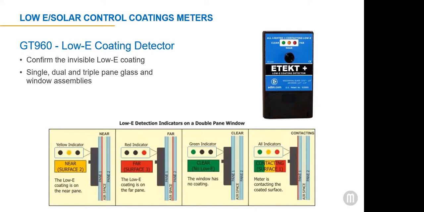So from left to right, near means that the coating is on the pane that the meter is touching, but the meter is not touching the coating. So you can see there that it's on the same pane, but it's on the second surface of that pane. Far means that the coating is on the other pane and the meter is not touching the pane with the coating. Clear means that the meter does not detect the coating, and then contacting means that the coating is on the pane that the meter is touching and it's touching that coating.